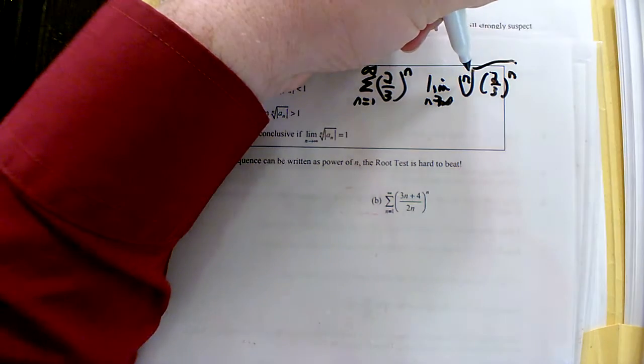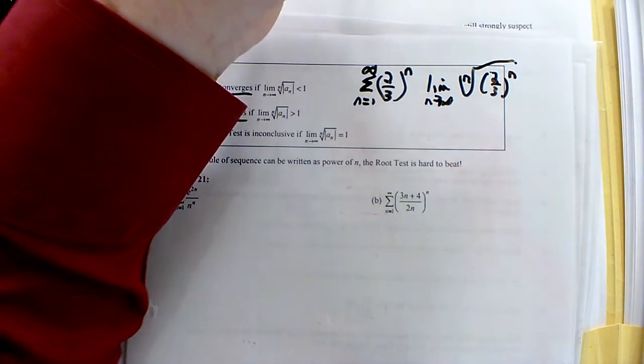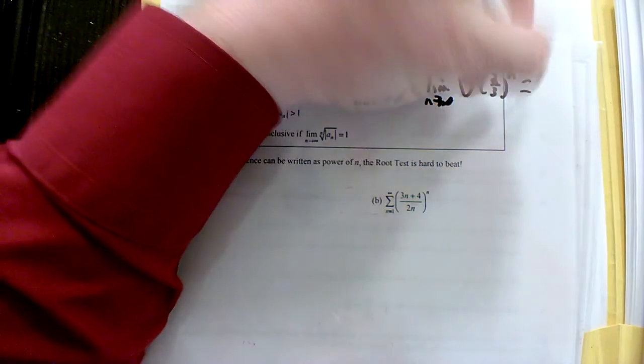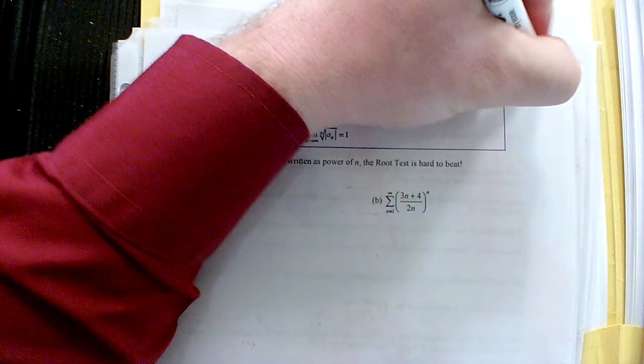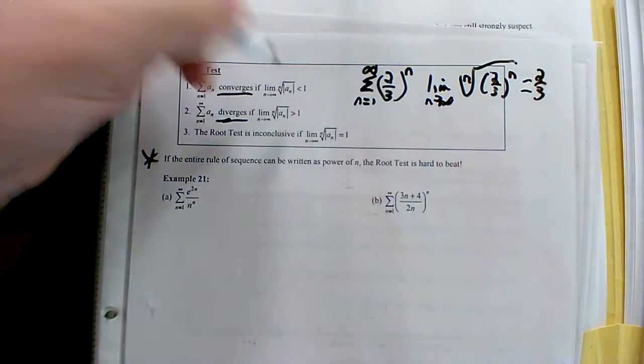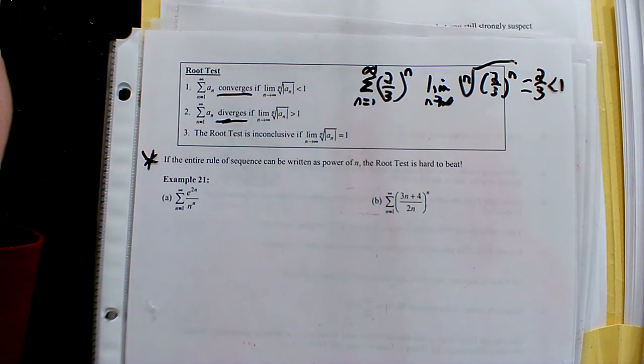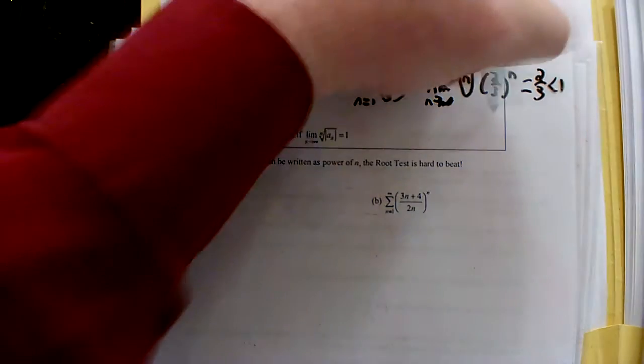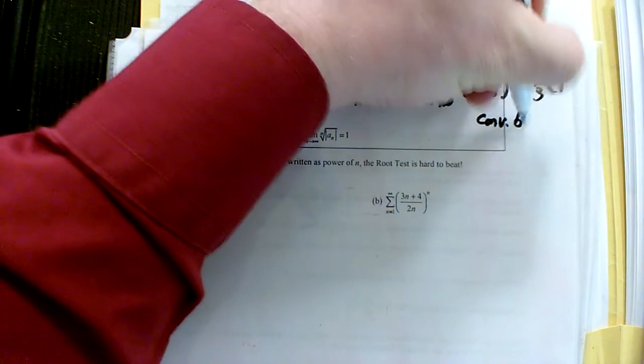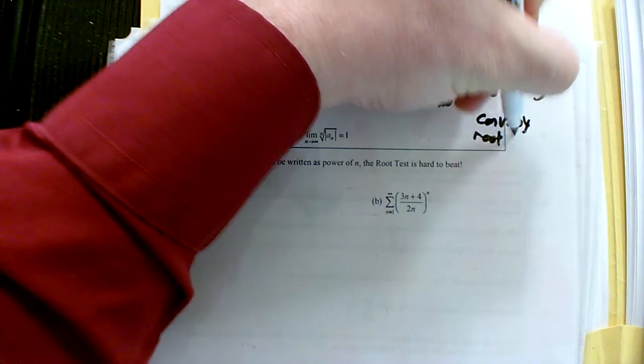If I take the nth root of 2/3 to the n, what am I getting as my value? 2/3. Is that less than 1, greater than 1, equal to 1? Less than 1. So what can you conclude? Converges by root test.